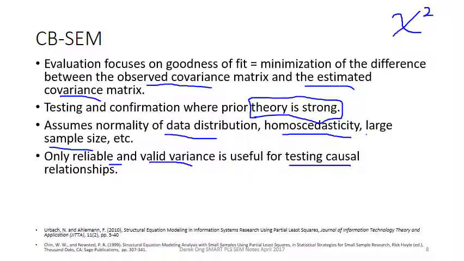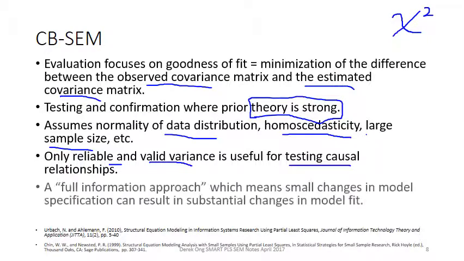So in CBSEM, people always tweak their model to ensure that all the causal relationships are valid by looking at the valid variances. And a full information approach is used, which means that small changes in the model specification can result in substantial changes in the model fit. If you want to read a little more about these, please take note that some of my slides have references at the bottom. You can pause this video and take a look at those references.